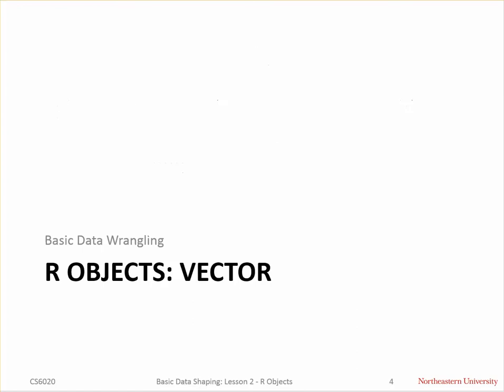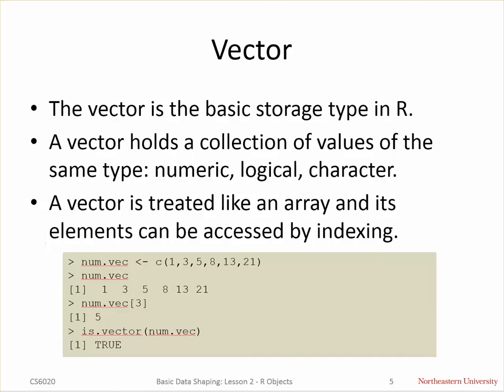So let's start by first looking at vectors. Vectors we've seen before, and a vector is the basic storage data type in R. In fact, if you don't do anything special, you get a vector. A vector holds a collection of values of the same type, either numeric, logical, or character. You can't have a mixed mode vector. If you add different mode elements to a vector, they all get converted to the same mode at some point in time.